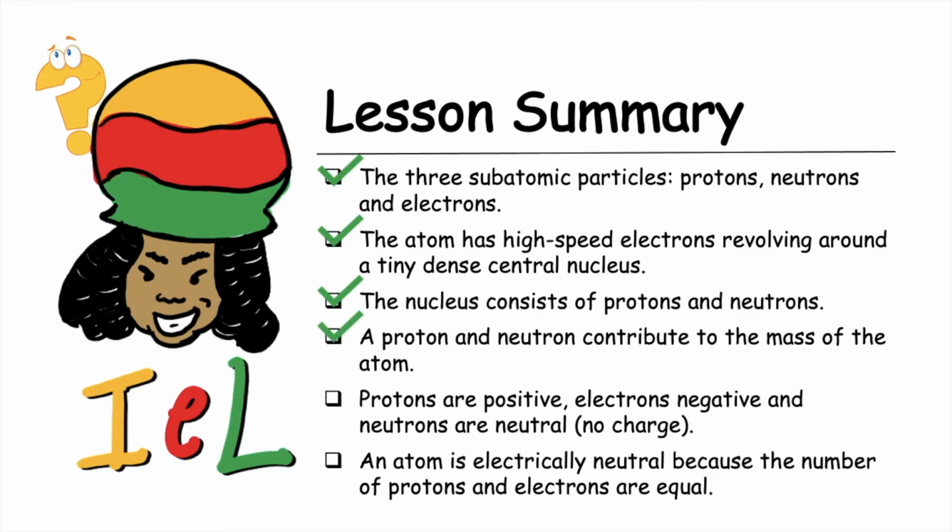The protons and the neutrons contribute to the mass of the atom, and protons are positively charged, electrons are negatively charged, and neutrons have no charge, so they are neutral. And an atom is electrically neutral because the number of protons equals the number of electrons.